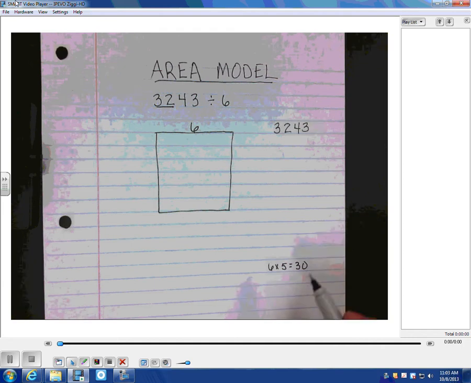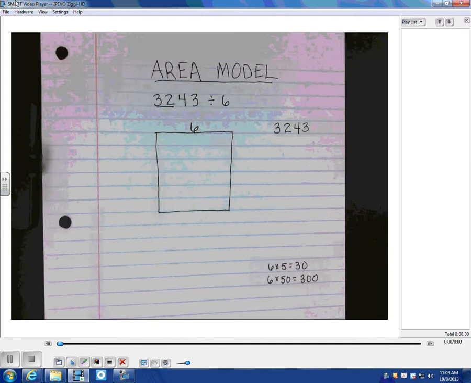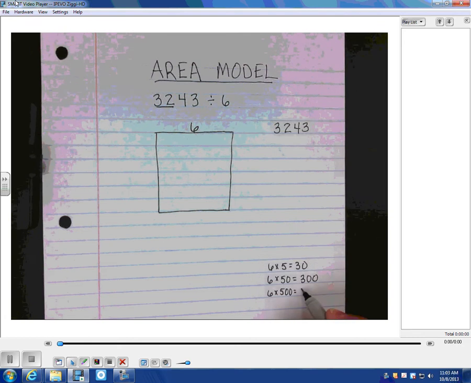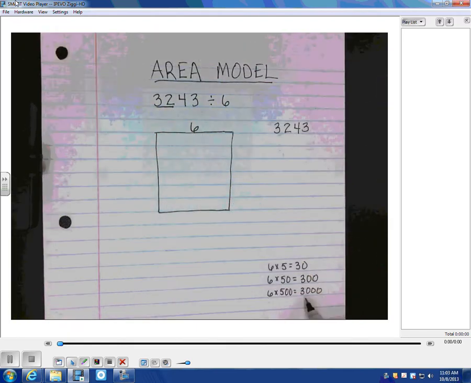So, using my powers of 10, I'm going to continue. So 6 times 50, and just a reminder, 6 times 5 is 30, so I put that down, and then I can just add my 0 here. So that equals 300. Then I go to my next power of 10. 6 times 500, that equals 6 times 5 is 30, and then I have 2 additional zeros, 1, 2, and that gives me 3,000. Now I'm trying to get as close as I can to 3,243. So 3,000 is pretty close.